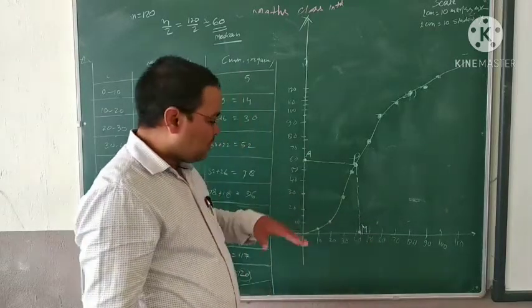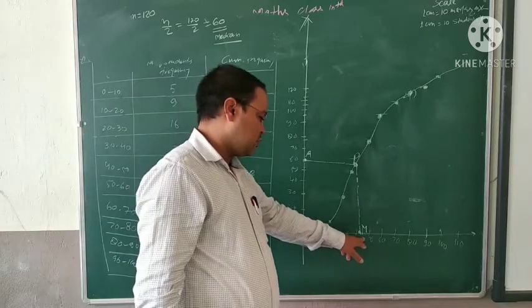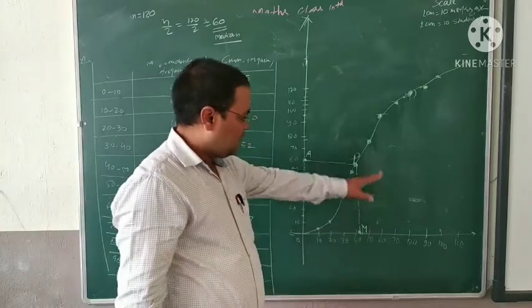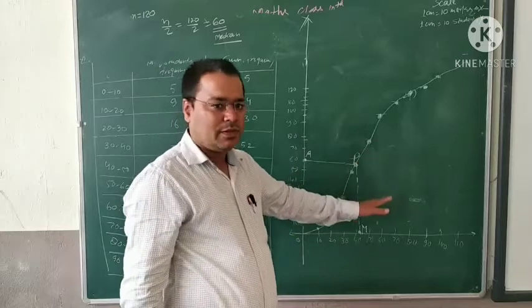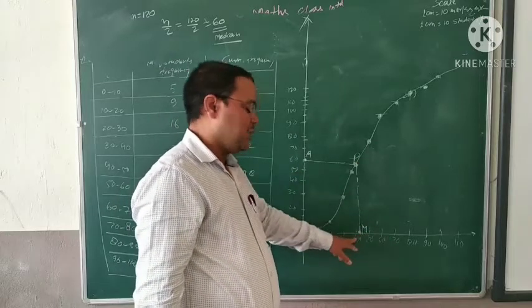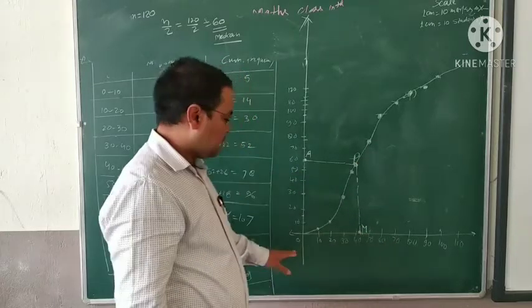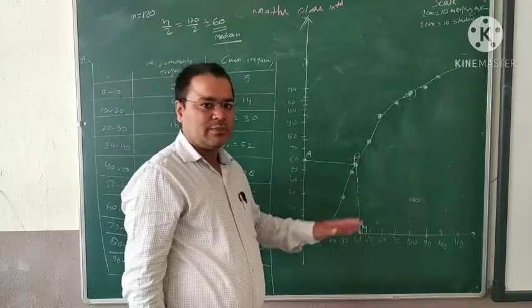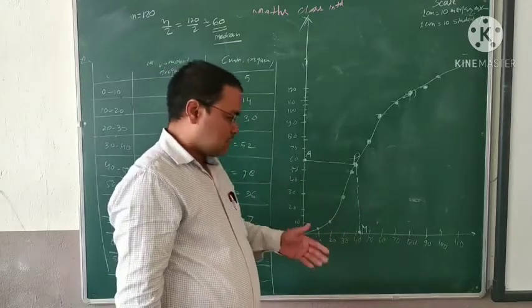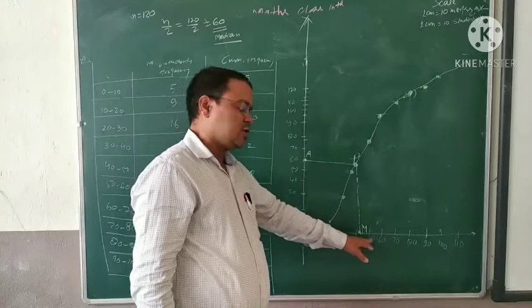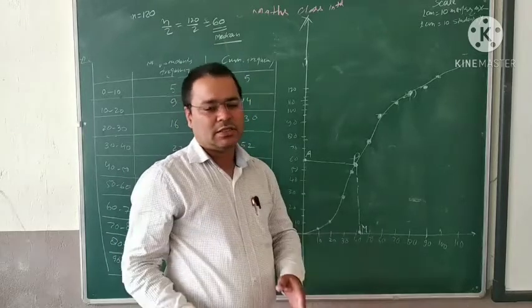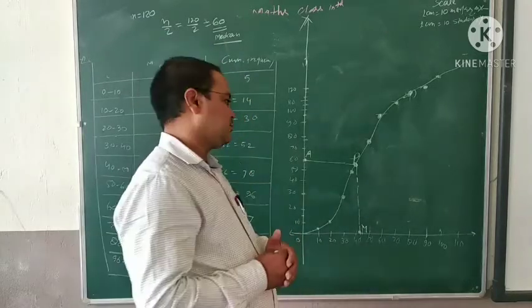Okay, and the median will be in between 40 to 50. If it was a graph paper, then we could exactly find the median of this observation. But here this is not a graph paper, but still we can say that the value will be from 40 to 50. Getting? In this way we can find the median.